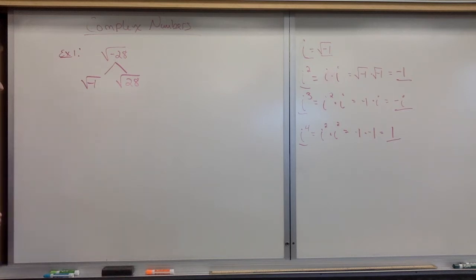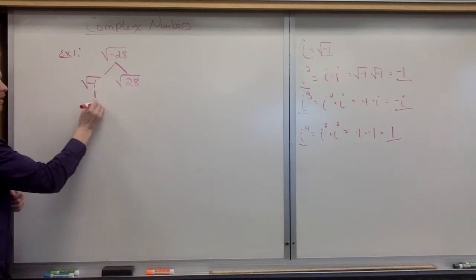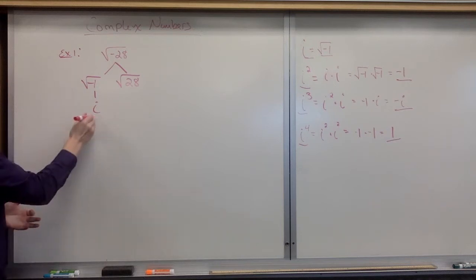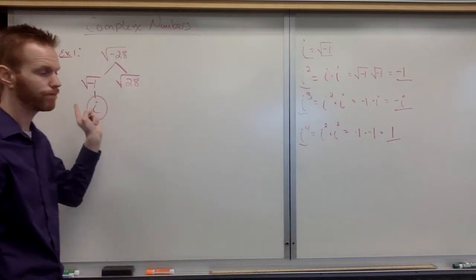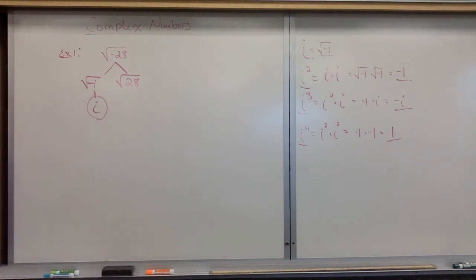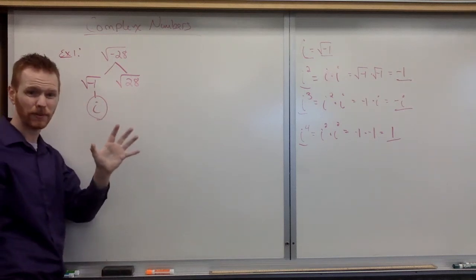Now, the square root of negative 1 becomes an i. We know what that is. We just discussed that that's what we're representing it. This one's done. Now look at the square root of 28. We could actually break that down a little bit further, right?